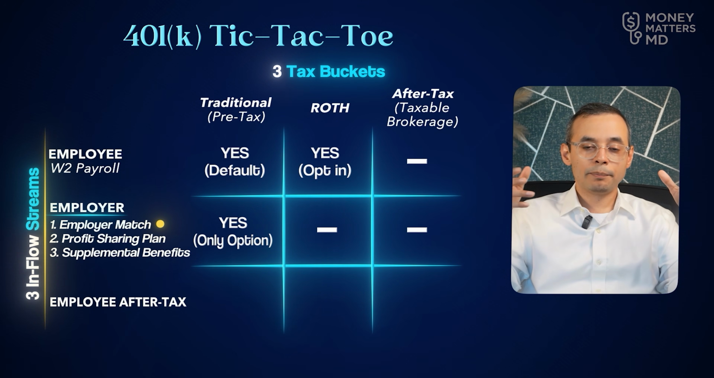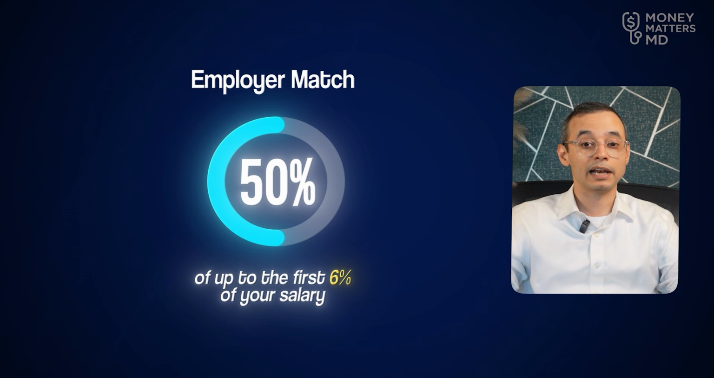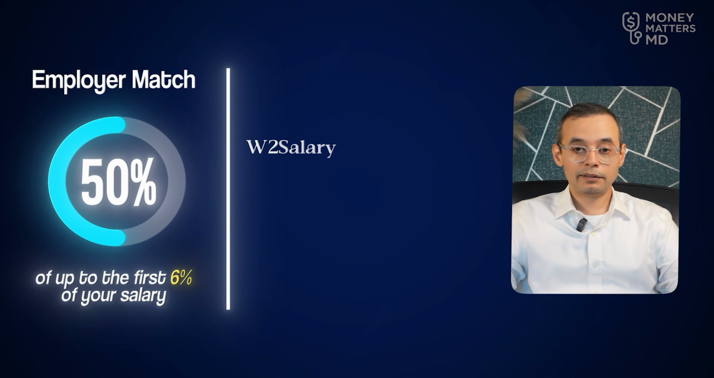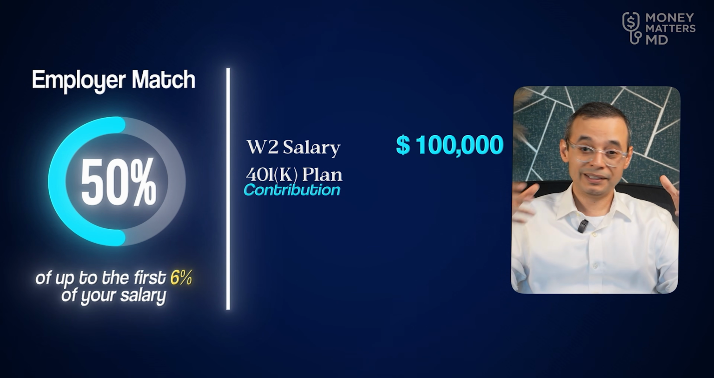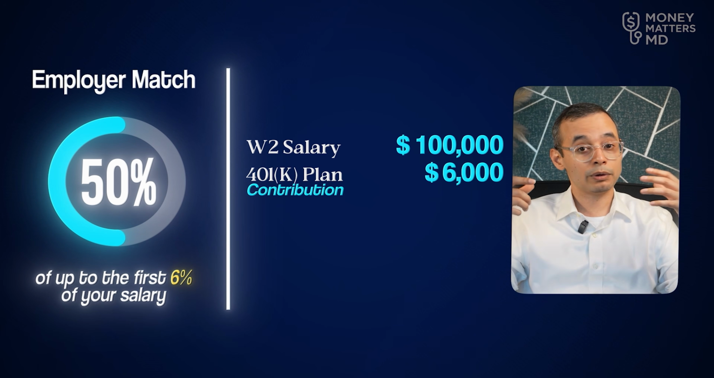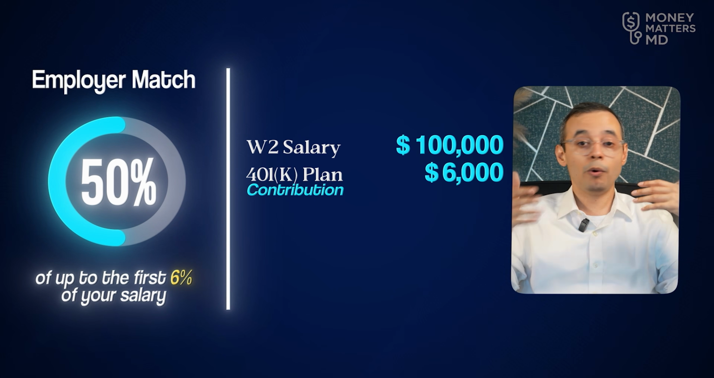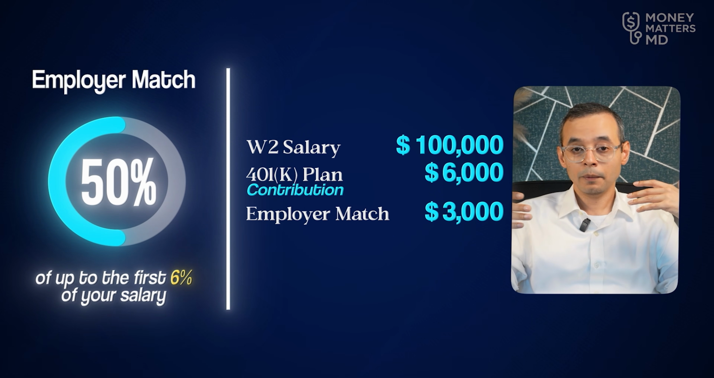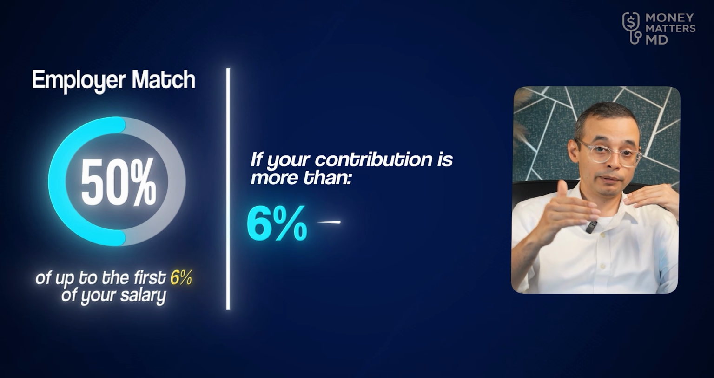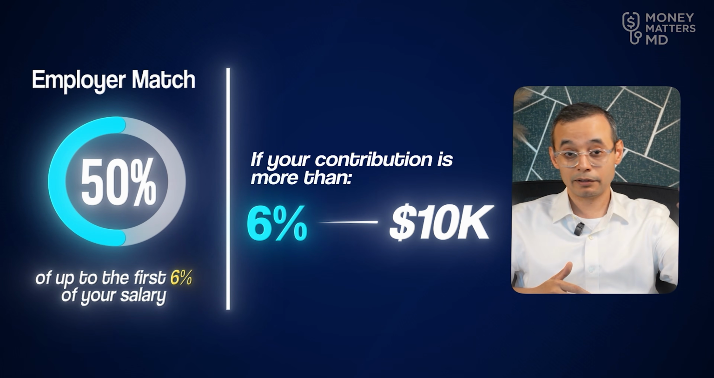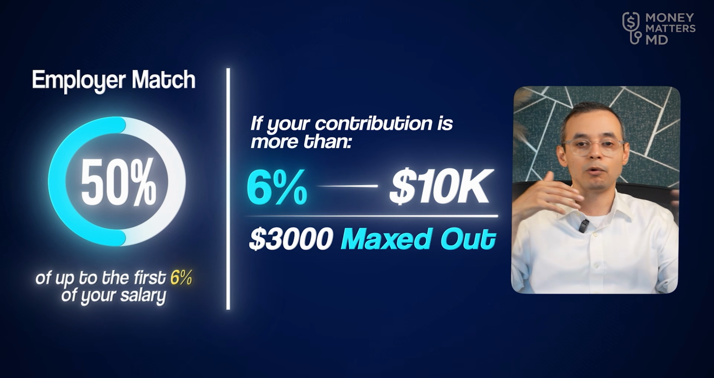Traditionally, the employer will match 50% of up to the first 6% of your salary that you contribute. So let's say your W-2 salary is around $100,000 and you contributed $6,000 in your 401k plan through your payroll deferral, the employer will just throw in $3,000 for free. Now, if you're contributing more than 6%, which is where your employer caps you, let's say you put in $10,000, your employer will still just max out at $3,000. They won't contribute any more.